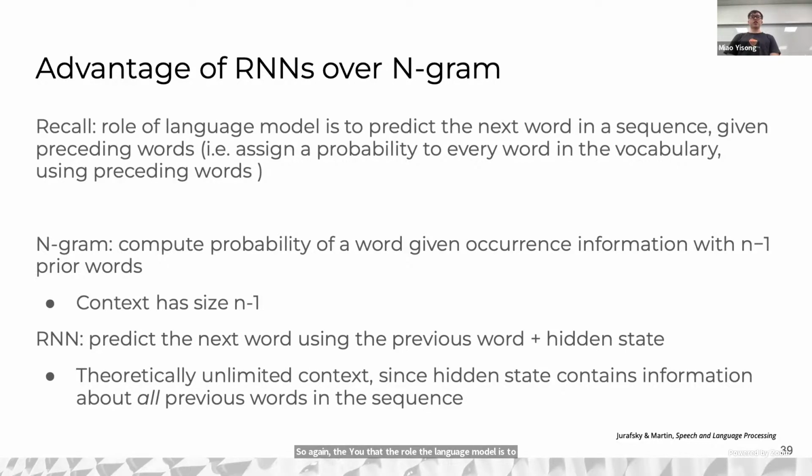The n-gram only has the context of size n-1 because that is the size of your window. Whereas in your recurrent neural network, your hidden state theoretically has unlimited context since it is supposed to contain information about all the previous words in the sequence.